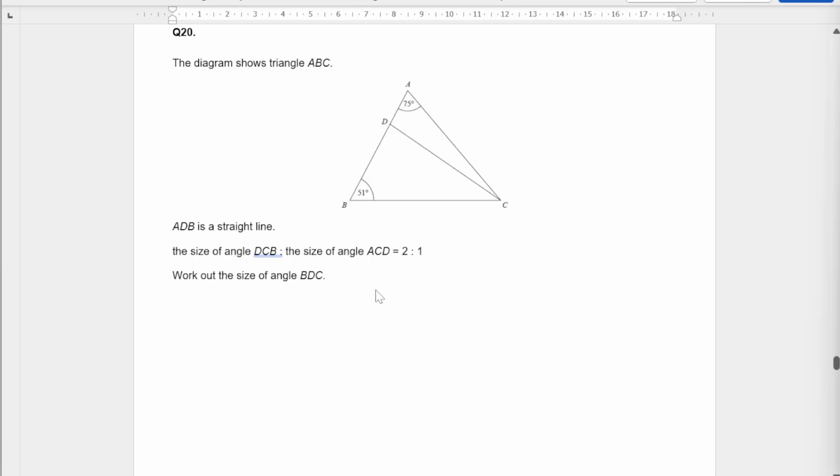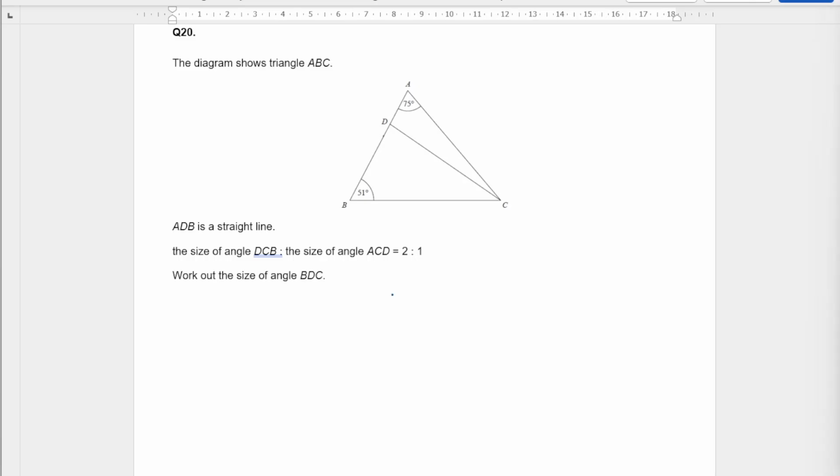And question 20. The diagram shows triangle ABC. ADB is a straight line. The size of angle DCB to the size of angle ACD is 2 to 1. Work out the size of angle BDC. So let's start by putting that on, BDC.